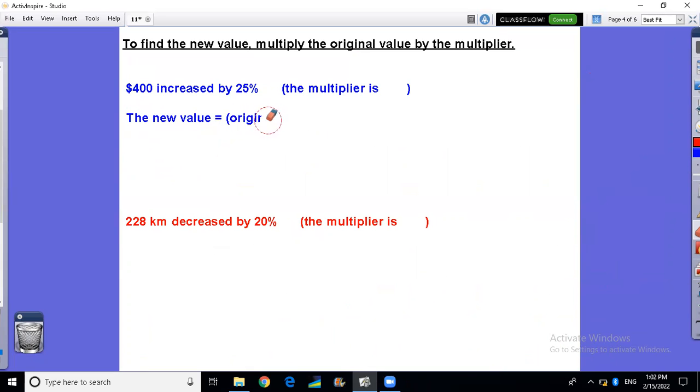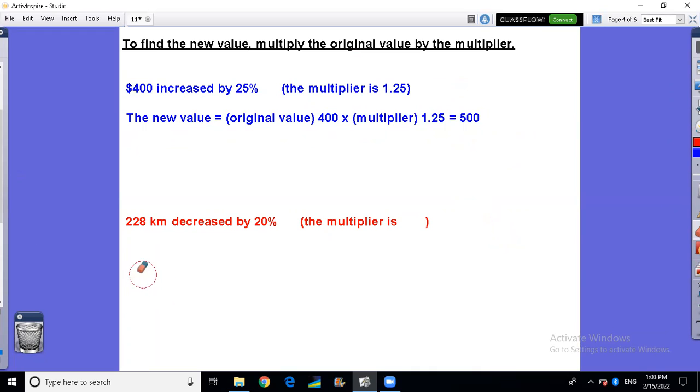What is it equal to? It is equal to the original value. What is the original value? They said it here, $400. This is the original value, multiplied by the multiplier. What is the multiplier? If they said increased by 25%, 100 plus 25% is 125%. Yes, exactly. But as a decimal, it is 1.25. So the multiplier is 1.25. Excellent. So now the new value is the original value, 400, times the multiplier, 1.25. What is the answer going to be? It's going to be $500. I just forgot to put the dollar sign here.